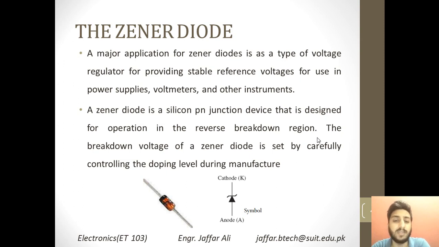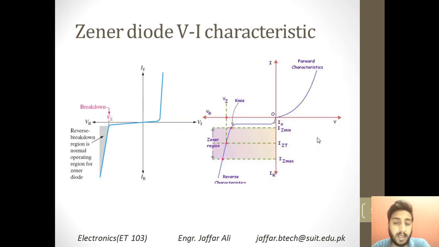The breakdown voltage of a Zener diode is set carefully by controlling the doping level during manufacture. So basically, the manufacturer is the one who does the calculations for how much doping is required, what level of doping there should be for a specific breakdown voltage. Normally the Zener diode comes from the manufacturer, and you have to select one of the Zener diodes provided by the different manufacturers.